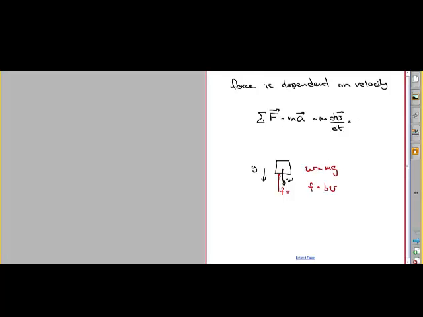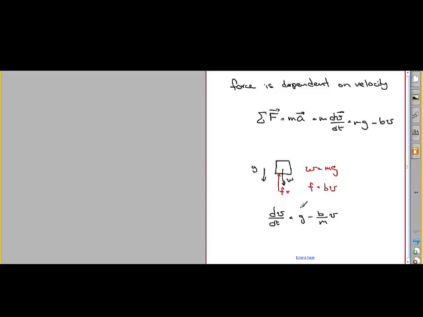So what we get is the weight's going down, so it's positive. So you get m times g, and then you have the friction force, which is going the opposite direction. You get b times v. And if you divide both sides by m, and this is all one-dimensional, so we can get rid of the vector thing. So dv/dt is equal to g minus b over m times the velocity. So g is acceleration due to gravity, which is 9.8 meters per second squared.